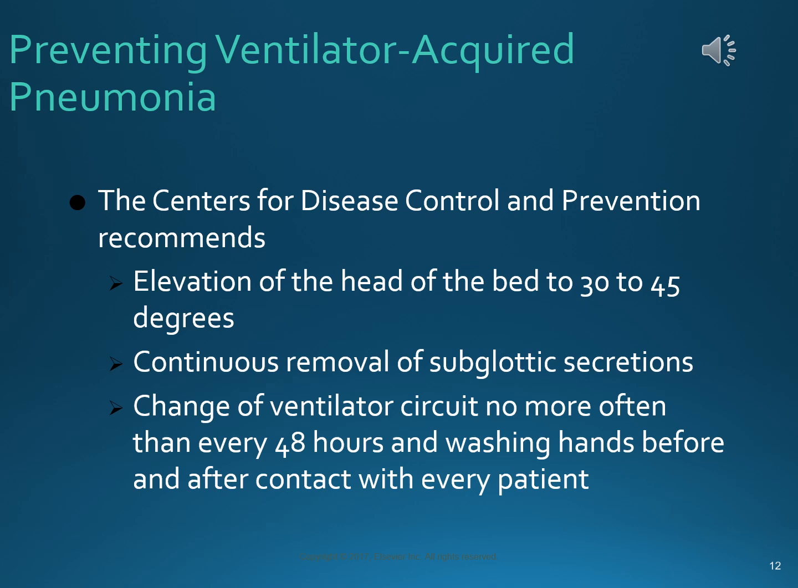Ventilator-acquired pneumonia is a special type of hospital-acquired pneumonia, and the Center for Disease Control and Prevention, the CDC, recommends a bundle of nursing interventions to try to prevent this disease. First of all, elevating the head of the bed to 30 to 45 degrees. You don't ever want to lay somebody on mechanical ventilation flat if you can possibly help it. You want to continuously remove the secretions, so frequent suctioning is important.